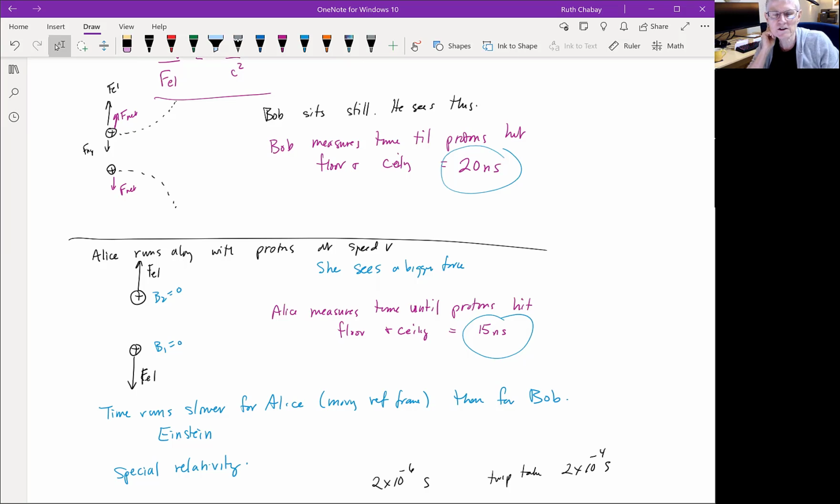And so each of them writes a VPython program based on the initial position and the initial velocity to predict how long it's going to take, and then they measure it, and they discover that in their reference frame, their prediction was right.